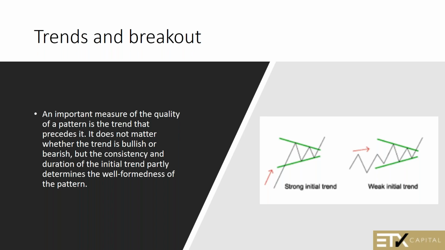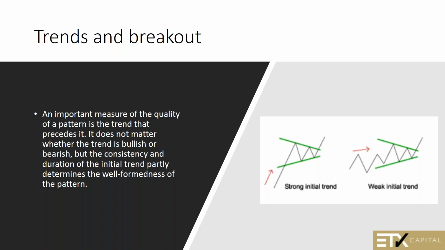You have to be able to evaluate a trend, because a trend is a well-defined price movement moving between pushes and thrusts. Remember, price doesn't move in a straight direction. Price pushes up, eases down, pushes up, eases back down. And it can move in a slow-moving trend or a strong trend. But an important measure of the quality of the pattern is the trend that precedes it. It does not matter whether the trend is bullish or bearish, but the consistency and the duration of the initial trend partly determines the well-formedness of the pattern.